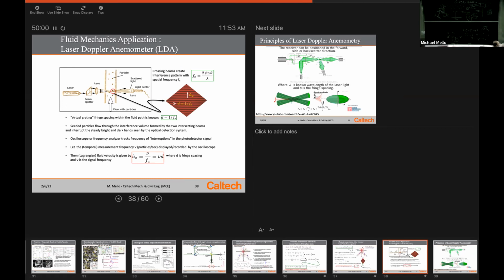Here's what they call it. They call it the laser. Here's the word Doppler again. Drives me crazy, okay? There's nothing Doppler in this problem. Nothing, okay? But they call it that, and that's fine.